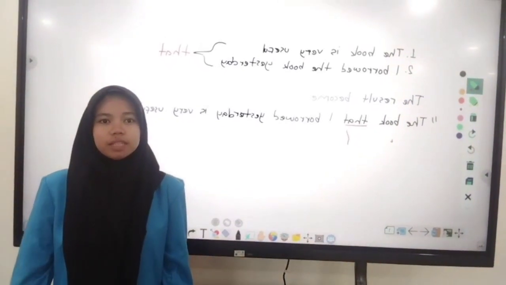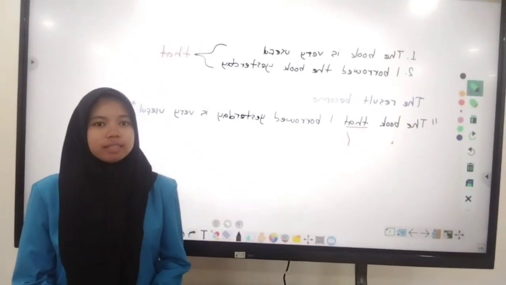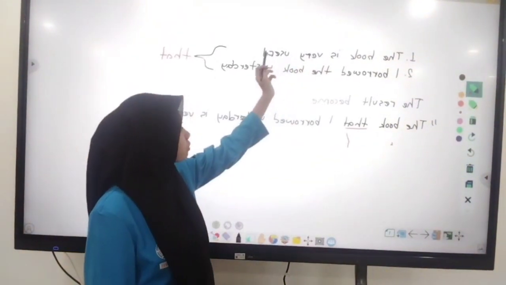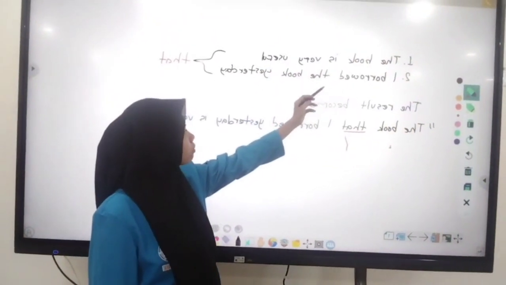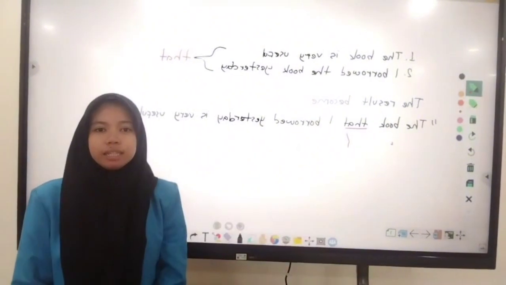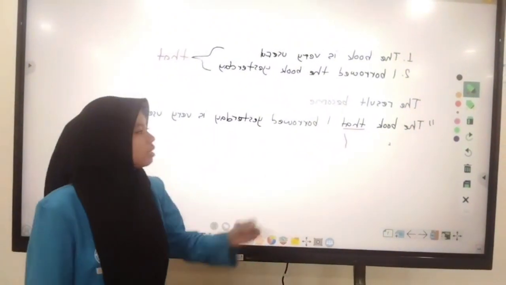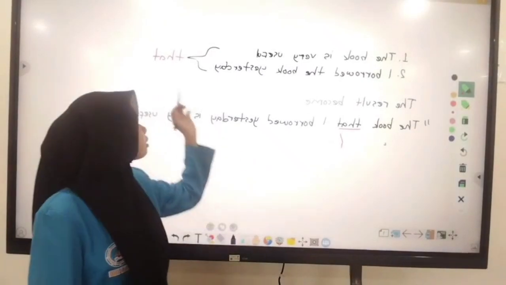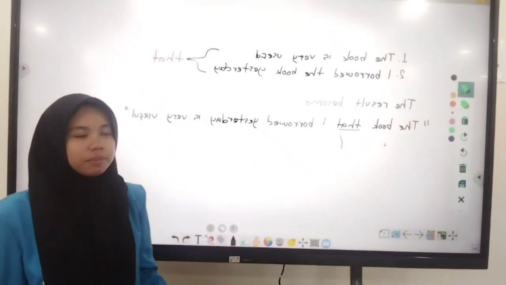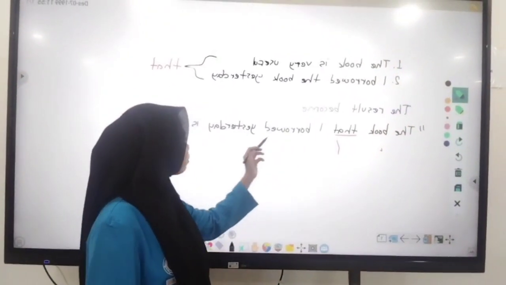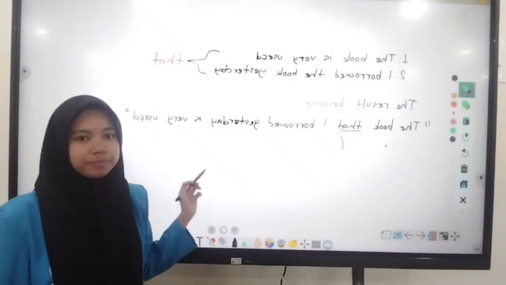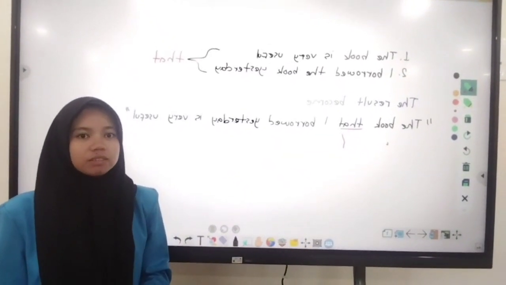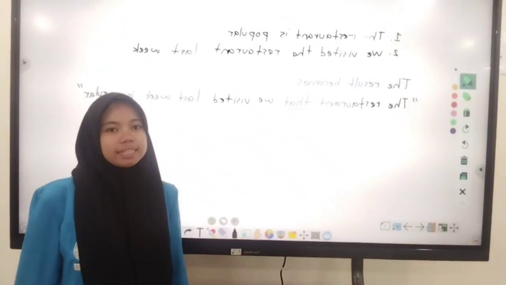Let's start with object relative clauses. Look at these two sentences. Sentence 1: the book is very useful. Sentence 2: I borrowed the book yesterday. The repeated noun is the book. We replace the repeated noun with that. The result becomes: the book that I borrowed yesterday is very useful. This is called an object relative clause. Now let's look at another example.